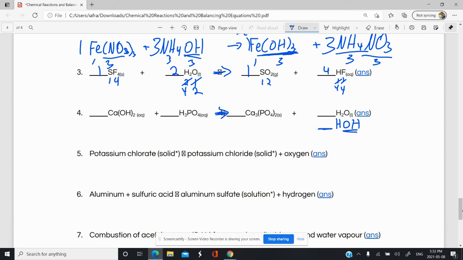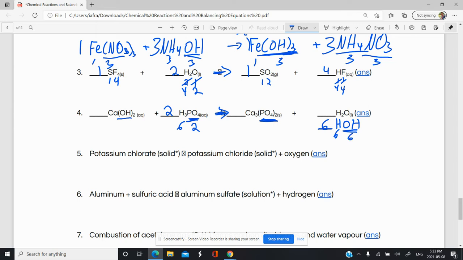So I'm going to treat my hydroxides as individual units and my PO4s as individual units there. So I'm going to try to get 2 PO4s on this side. So if I do that, I get 2 PO4s, and that gives me 6 H's here and 2 PO4s. Okay, so that works. And so my PO4s are balanced, but my H's aren't, neither my hydroxides. So I'm going to try to get 6 H's now.